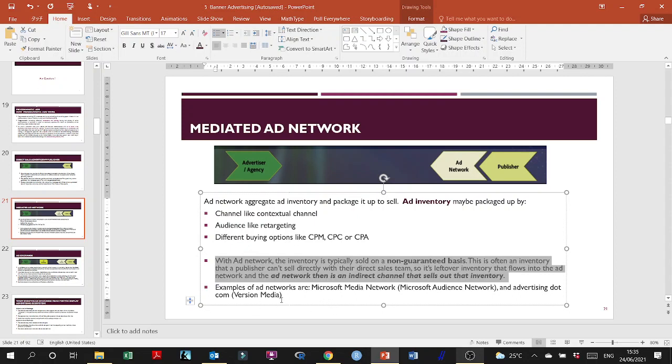So examples of an ad network would be Microsoft Media Network. It's a Microsoft Audience Network. Right now it's called Microsoft Audience Network on Bing. And advertising.com. This is now, I think it's called something else, or it was called Virgin Media.